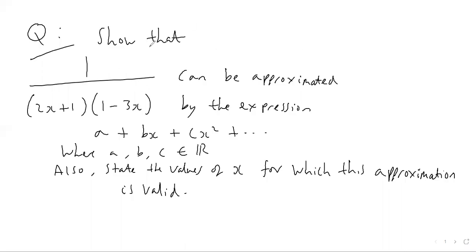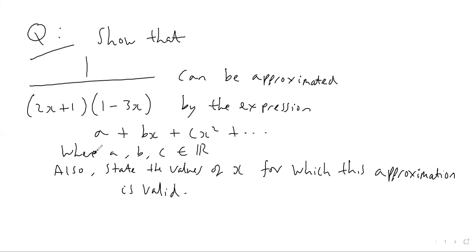Hello, so in this video, we're going to look at how we can combine partial fractions and binomial expansion into one question. So this is an example of a question where we're going to need our knowledge of partial fractions and binomial expansion. We've got to show that this fraction, 1 over (2x plus 3) times (1 minus 3x), can be approximated by the expression a plus bx plus cx squared plus dot dot dot, an infinite series where a, b, and c are real numbers.